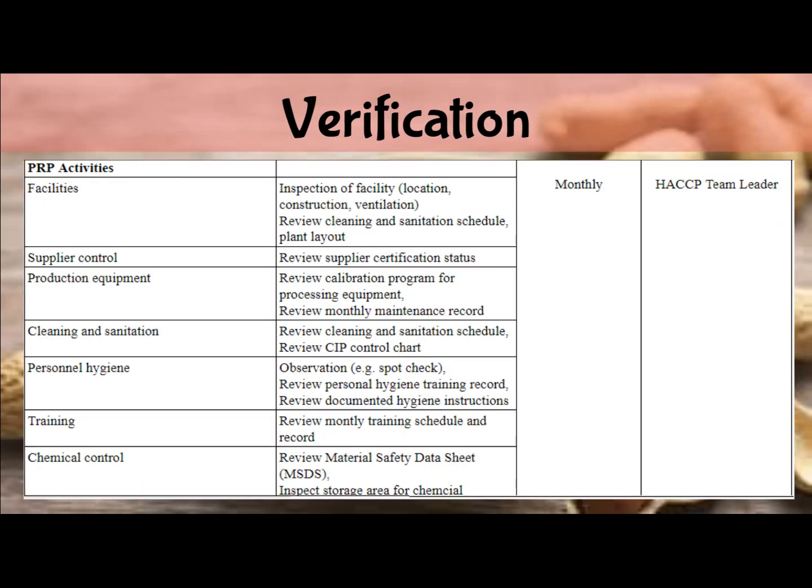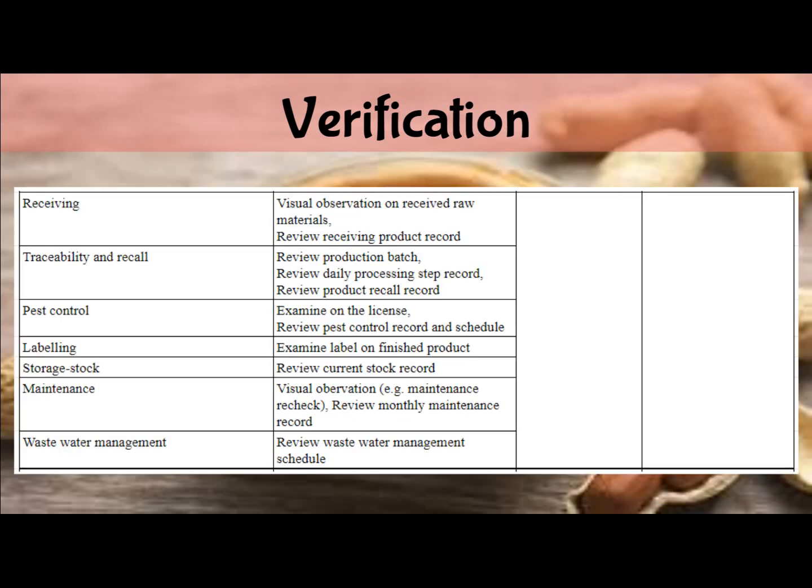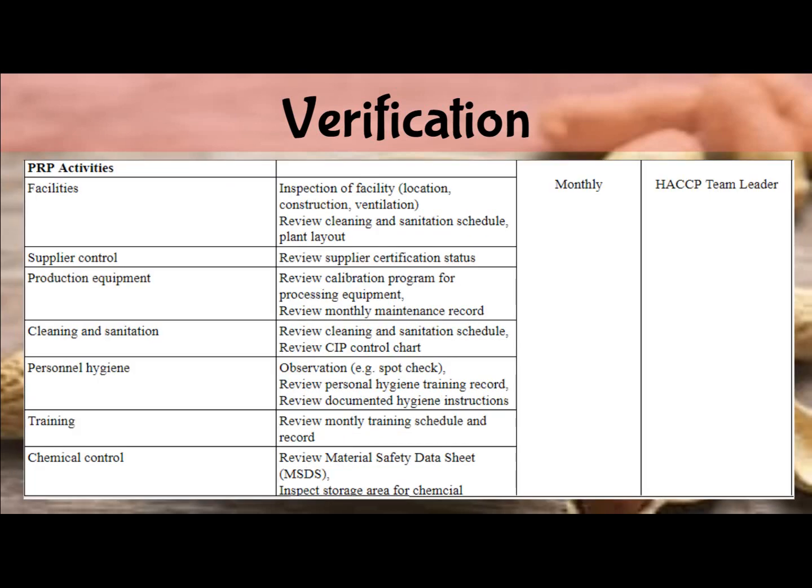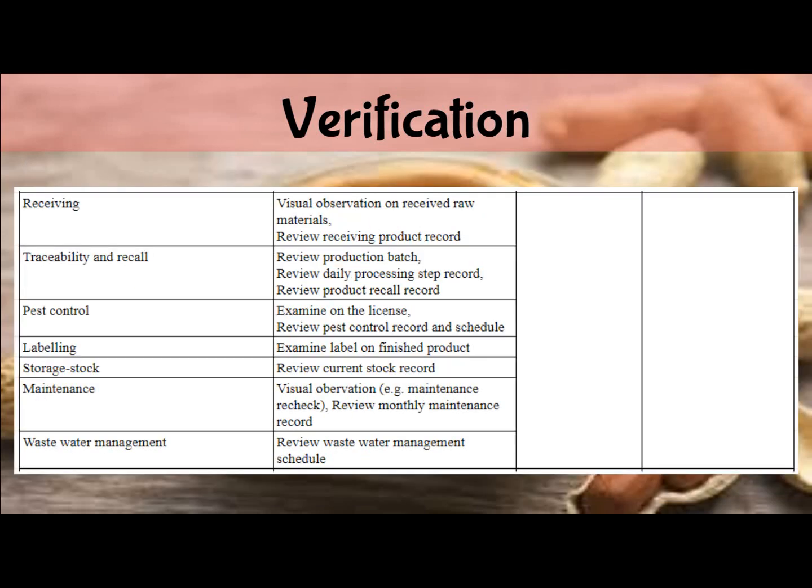The next is PRP activity. For the PRP activity, we have many, but I will take the example of the facilities. As for the facilities, we do an inspection of facilities such as the company location, construction, and the ventilation. We review the cleaning and sanitation schedule and plant layout. Also, this one is undergone monthly, and the person responsible is the HACCP team leader. And yeah, this is the next one.